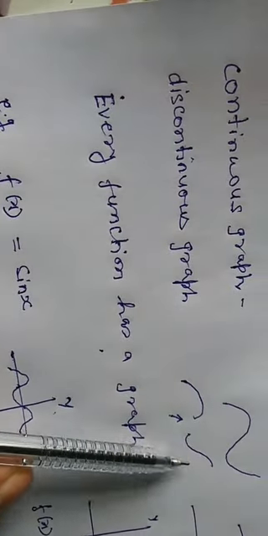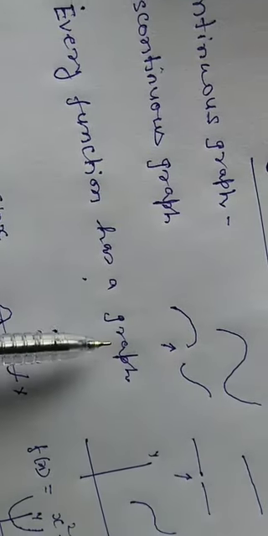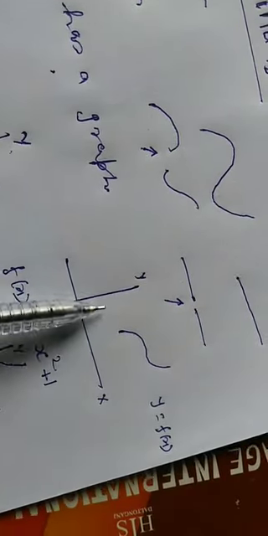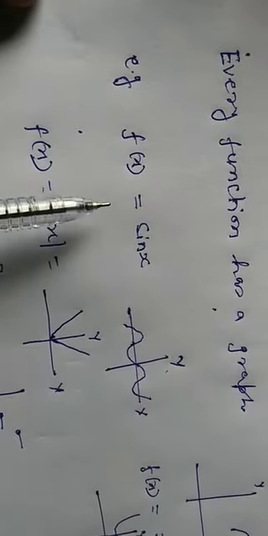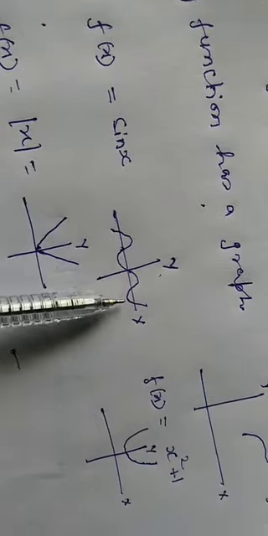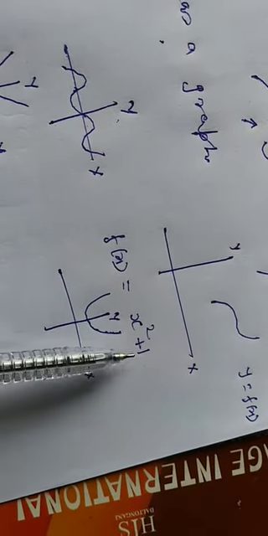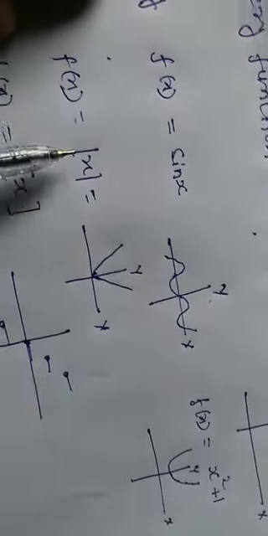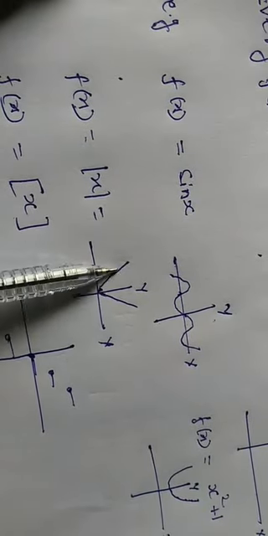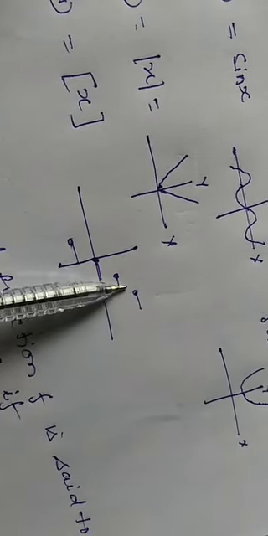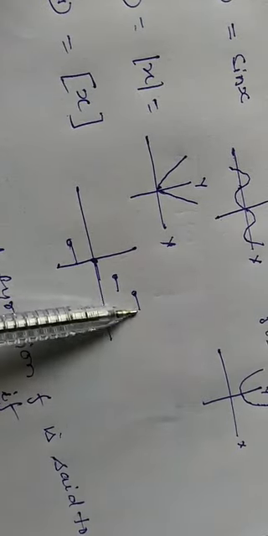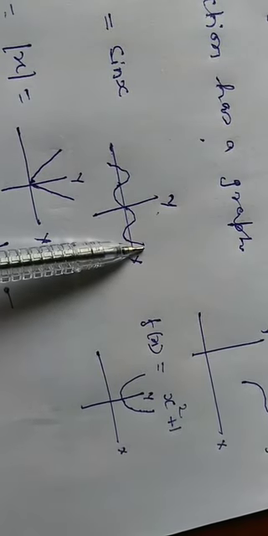So we find every function has a graph. This we have done in previous classes. Every function has a graph, maybe any type of thing, a straight line, a curve, or anything. For example, f(x) is equal to sin x. The graph of sin x is this. f(x) is equal to x square plus 1. The graph will be like this. The graph of the modulus function is like this. The graph of the greatest integer function is like this. Here you can see there are some breaks, so it is not continuous everywhere. This is continuous everywhere. This is continuous everywhere. This is continuous everywhere.